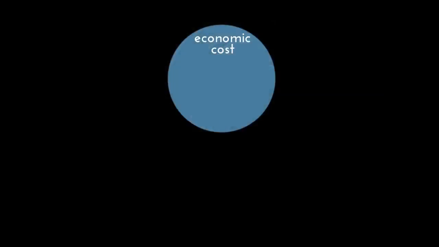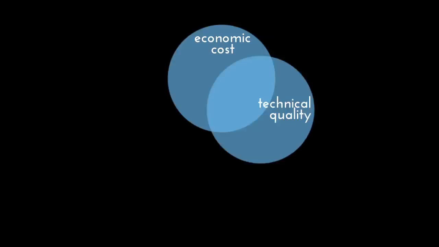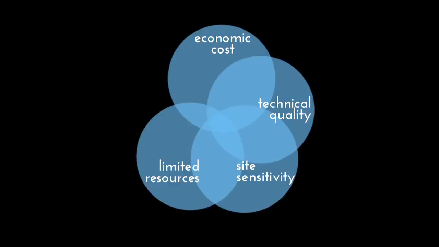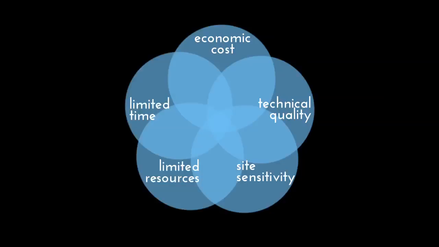Typical constraints include smallest economic cost, highest technical quality, this means structural or environmental efficiency, sensitivity to the site, limited resources, limited time. The final design will satisfy all the constraints.